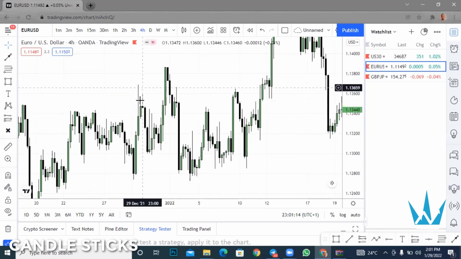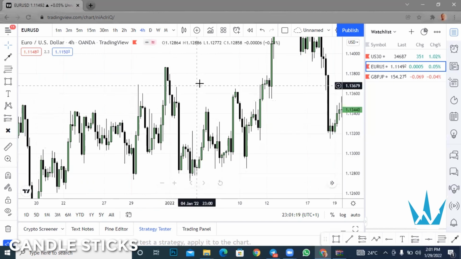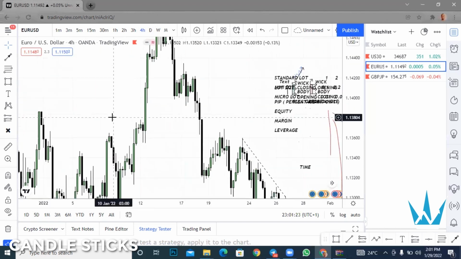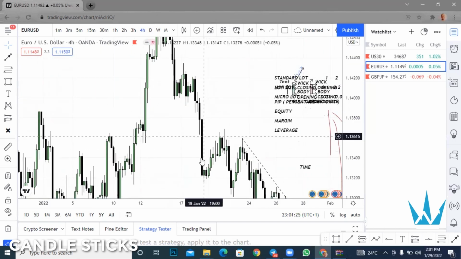These are the wicks I was telling you guys about, right? These are the wicks, these long thin lines on the head of it. So at every time frame, it's different. Why is it different? Because in a 4 hour time frame, it takes 4 hours for each of the candles to completely form. So when 4 hours has not elapsed, you see that the time is counting.